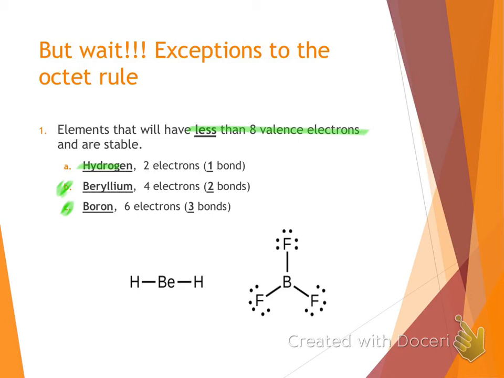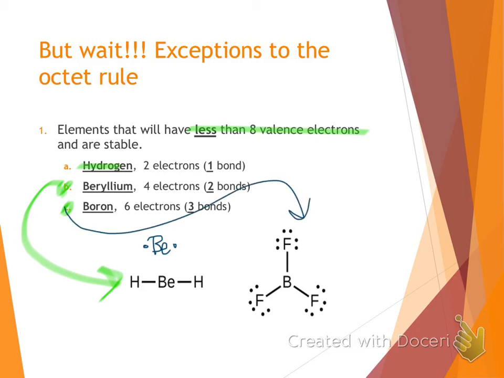Beryllium's stable with just 4 electrons, which is 2 bonds, as we see in this structure here. Beryllium itself has 2 valence electrons, so it likes to form 2 bonds. In order for it to gain 4 more electrons from somewhere to get to 8, that takes way too much energy. It'd rather just chill with the 4 electrons and be good to go.